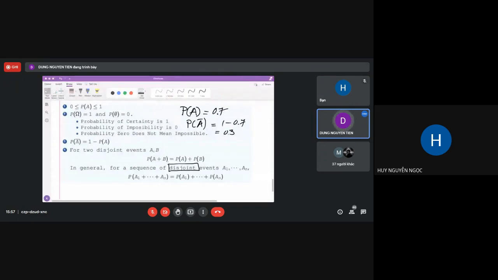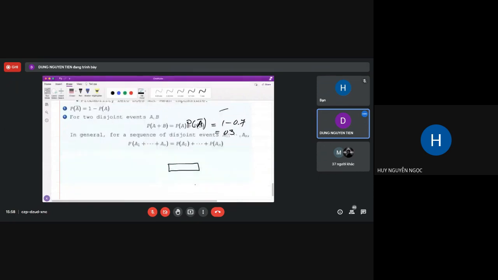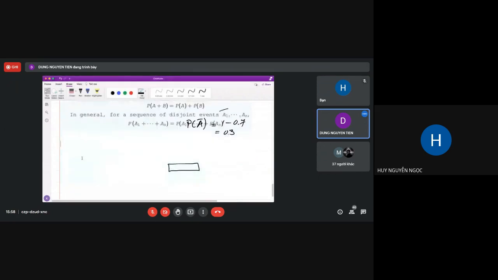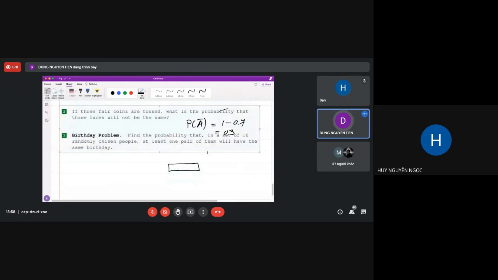Let's consider the following example. If three coins are tossed, what is the probability that the three faces will not be the same? What do you think?